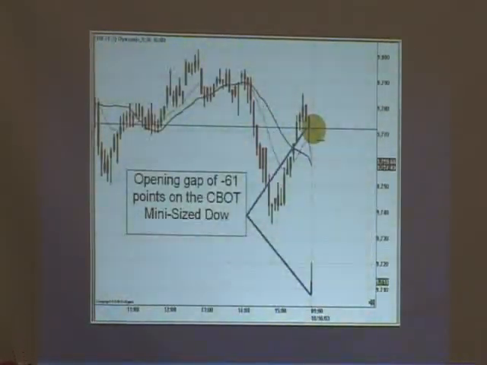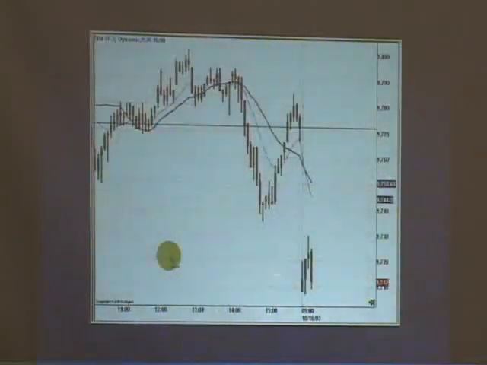Going long. This is when Hubert wakes up 2 minutes before, rubs the snot out of his eyes, and says, "Going long the Dow Mini. Going long the Dow Mini."